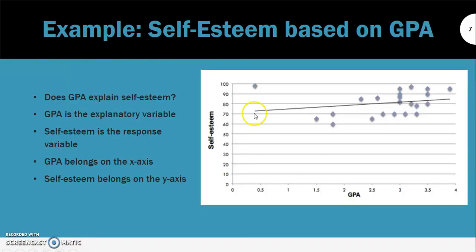So here we have an example of self-esteem based on GPA. Essentially what we're asking here is, does GPA explain self-esteem? As you can see here, GPA is the explanatory variable and it belongs on the x-axis, and self-esteem is the response variable and it lies on the y-axis. These are all the individual points on the graph, and then this is the line of best fit. Most of these points are not on the line specifically, but this line is showing us a prediction that as GPA increases, self-esteem also increases.